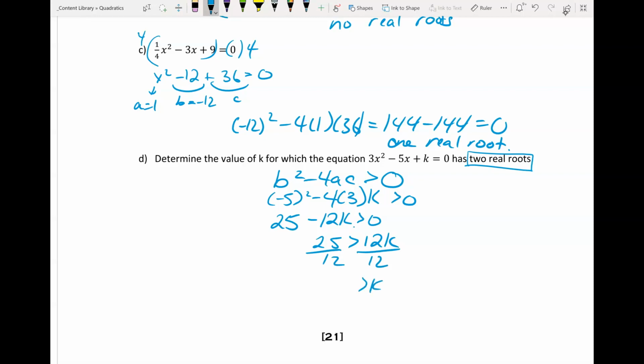So your final answer is 25 divided by 12. If you want, you could also change this into a decimal, and this will be 2.083 repeating. So your value of k has to be smaller than 2.083, and that would be your final answer.